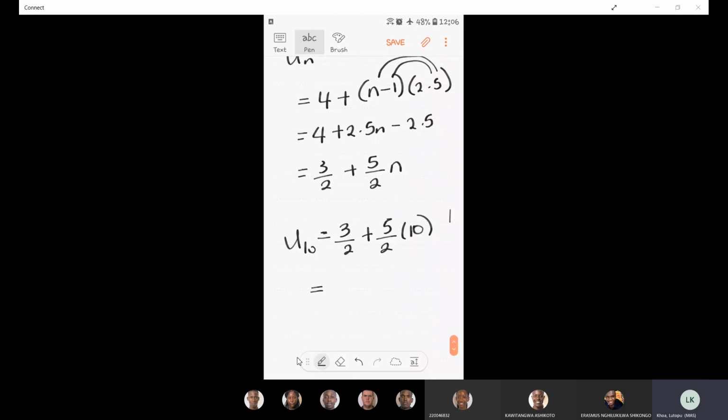This is 1.5 plus 25. This is just 26.5. So you can try it, keep adding 1.5, keep adding 2.5 until you get to the 10th term. You will see that the 10th term is indeed 26.5.